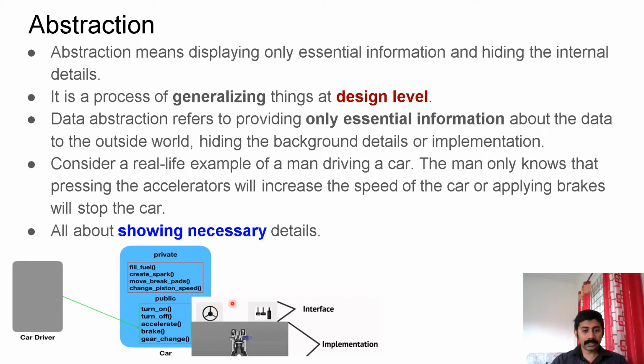Imagine that the car company is going to provide an automatic car. In that case, the company will provide abstract interfaces like steering wheel, brake, and accelerator. No need for clutch because it is automatic.